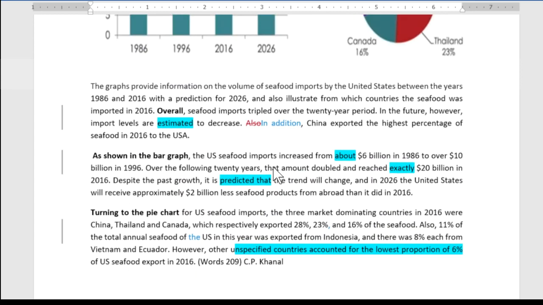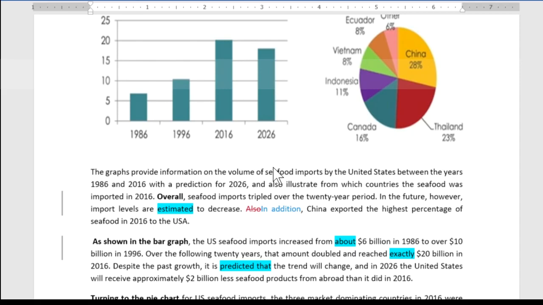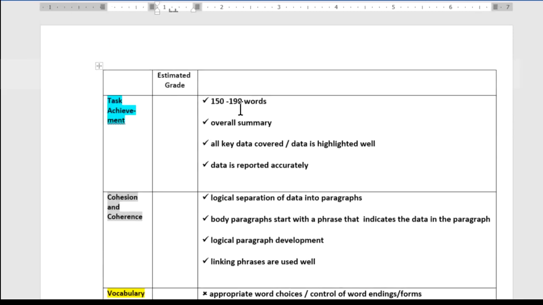So first of all, we're going to look at the task achievement, and I want to go through what I really like about this task achievement. Now, task achievement, we're looking at the number of words. He's slightly over this, but a really excellent writer might go above this. I put this as a guide for most writers and encourage people not to go too far over this so that you can finish on time.